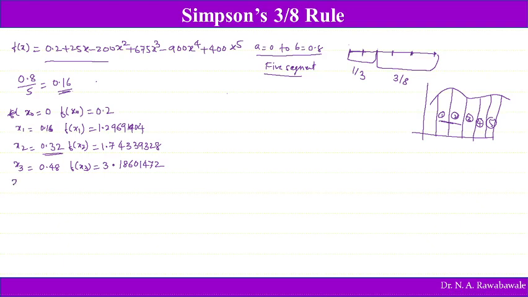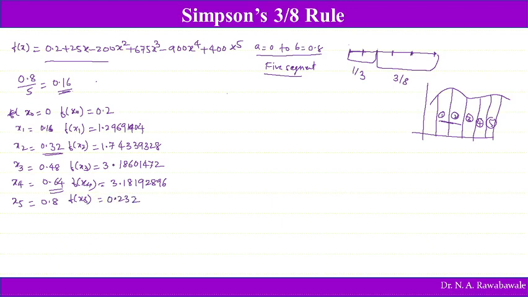Then x4 is equal to 0.64. If we substitute 0.64 in this equation, f of x4 works out to be 3.18192896. And x5 is equal to 0.8. If we substitute, f of x5 will be 0.232.